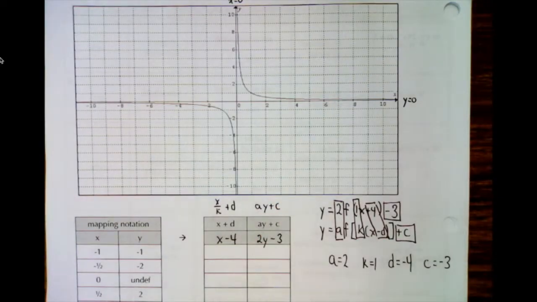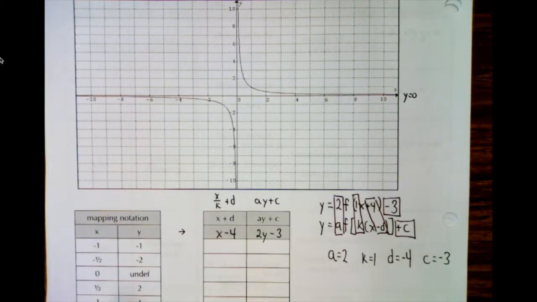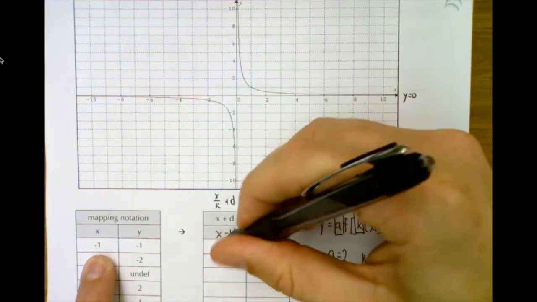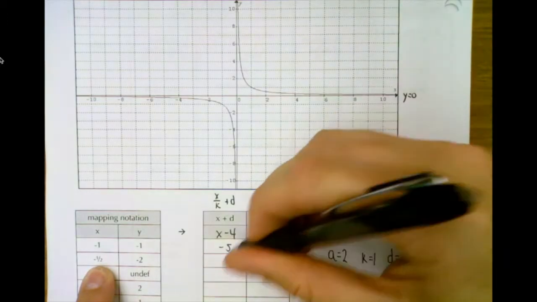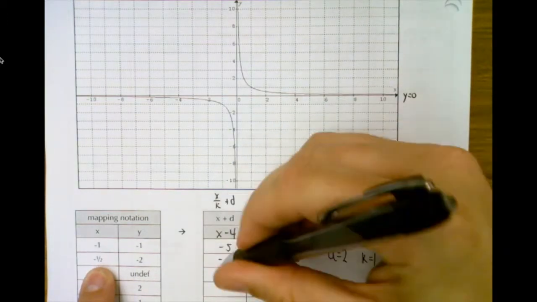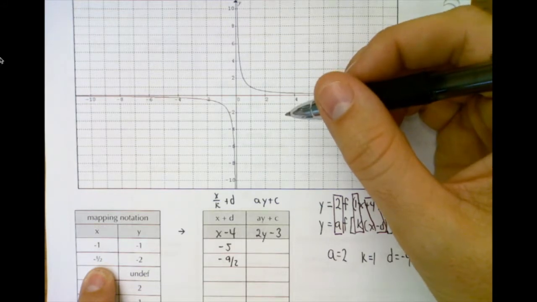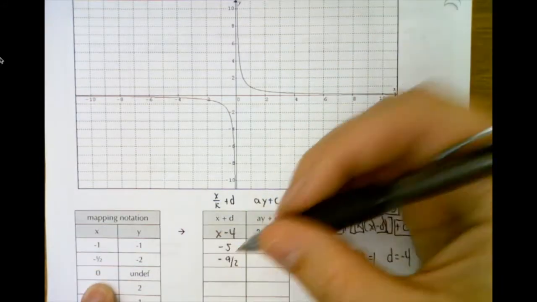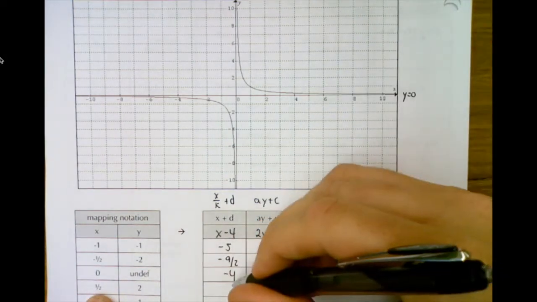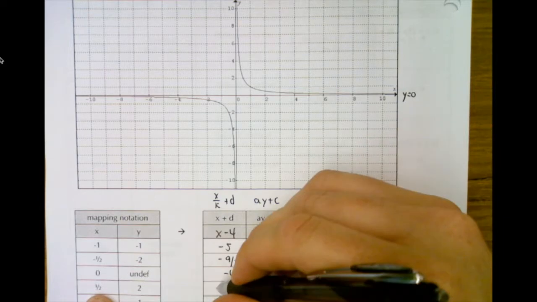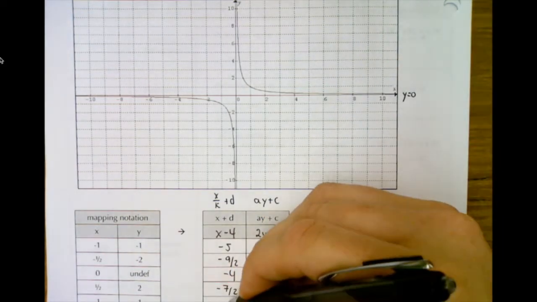And now we can just take our x values and apply the transformation to get our new x value. So we have -1 minus 4 is -5. -1/2 minus 4 would be -4.5, or -9/2. We have 0 minus 4 would be -4. A half minus 4 would be negative 3.5 or negative 7 over 2. And 1 minus 4 would be negative 3.